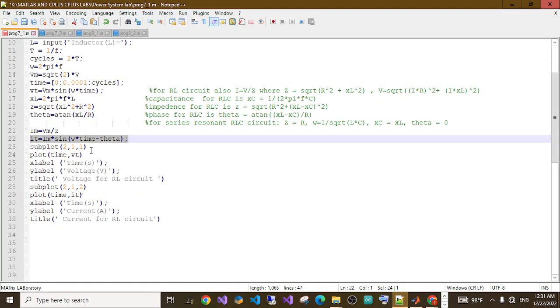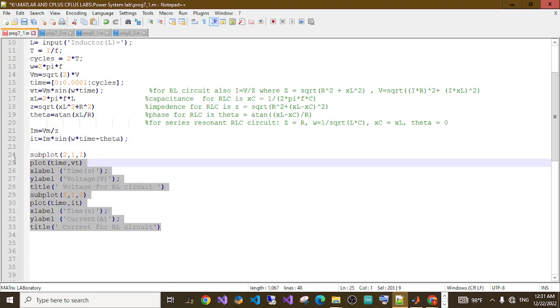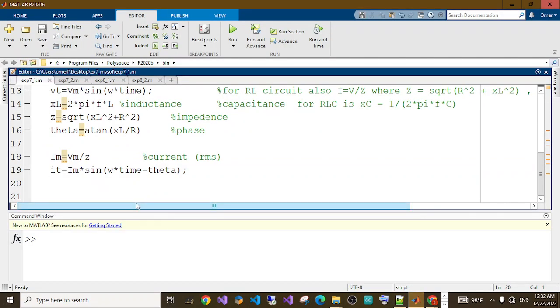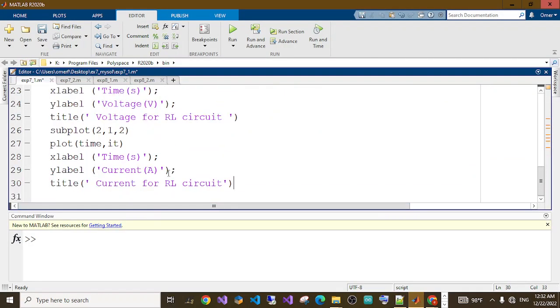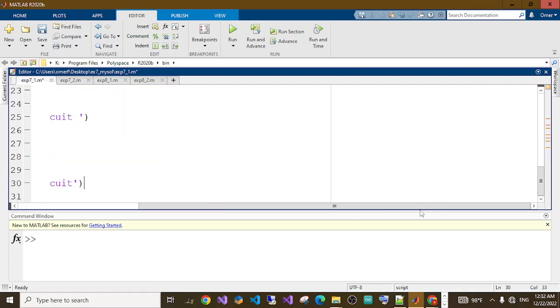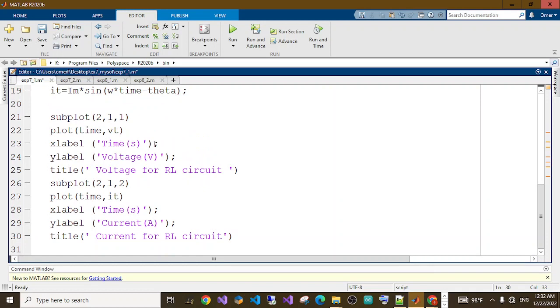Next thing we need is the plotting. The plotting is quite simple. Simply we copy all these lines here. So that's your subplot. The first plot will be two rows, first column, and the first plot. So it will be row, column, and plot number. First the row, then the column, and plot number 1. This is why we do subplots.